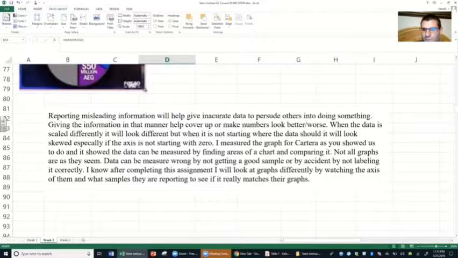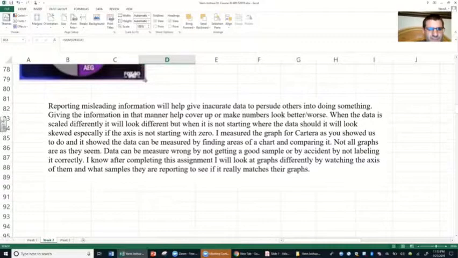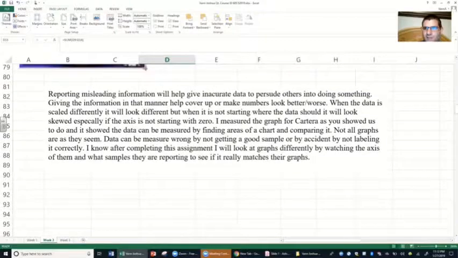I measured the graph for Kartra as you showed us to do, and it showed the data can be measured by finding areas of a chart and comparing it. Not all graphs are as they seem. Data can be measured wrong by not getting a good sample or by accident by not labeling it correctly. After completing this assignment, I will look at graphs differently by watching the axis of them and what they are reporting to see if it actually matches the graphs.